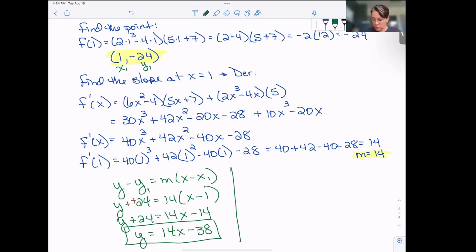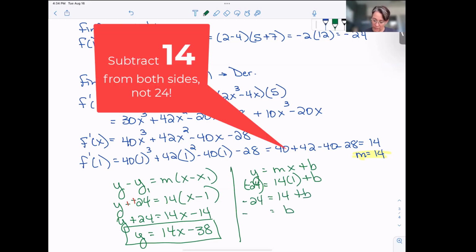Now, if you're wanting to do the y equals mx plus b, which is the version that most people remember, we can plug in the slope, which is 14, but notice the point we have is not the y-intercept. We can tell because the x is not 0, but we can plug in that point for our x and our y value, and then solve for the b. So we get a negative 24 equals 14 plus b. Subtract 14 from both sides, we get a negative 38 as our b value.